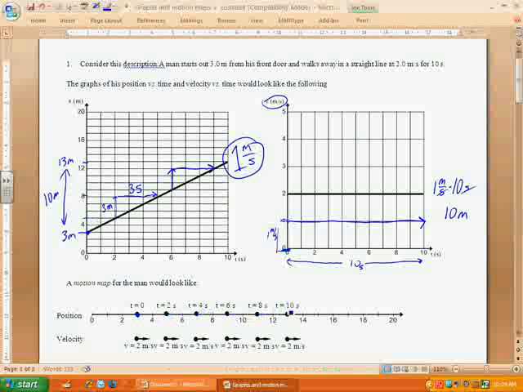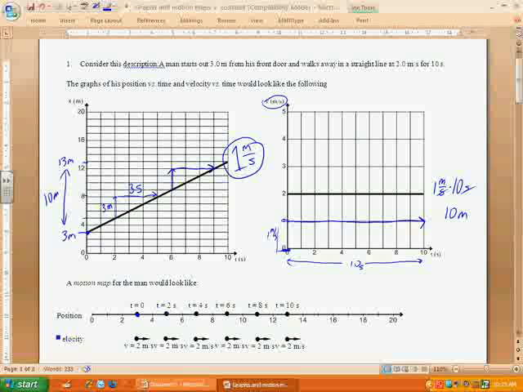I can see that since all the points are the same distance apart, every 2 seconds I'm traveling the same distance. And so I have a constant velocity. You can see that by looking at the position versus time graph. If the points were getting farther apart, then you would know that your object is speeding up. The points should always be a consistent time period apart. These are all 2 seconds apart.